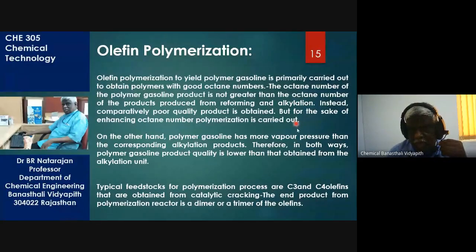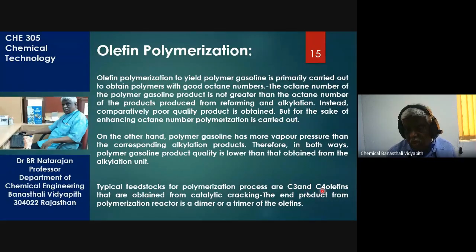do this olefin polymerization. On the other hand, polymer gasoline has more vapor pressure than the corresponding alkylation product. Therefore, in both ways, polymer gasoline product quality is lower than that obtained from the alkylation unit. So the gasoline blend I get from alkylation is far superior to the gasoline blend I will get from the polymerization. So you can see that alkylation is superior to polymerization, but still I don't want olefin, so I'll do olefin polymerization, right? Typical feedstock may be C3 and C4.